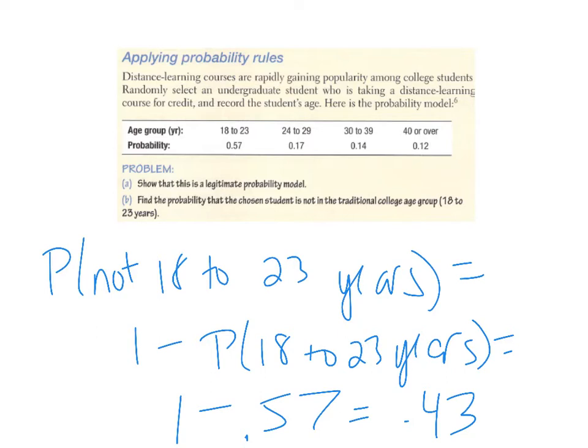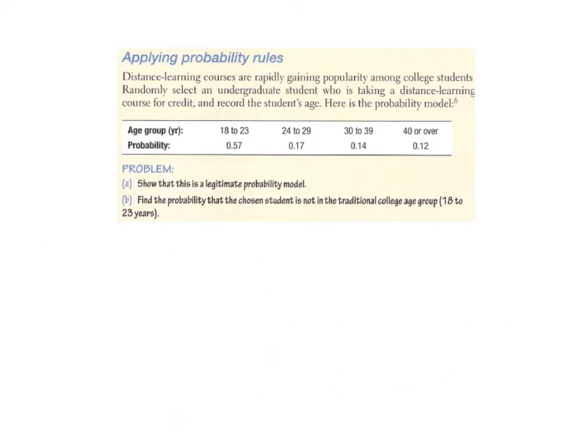So basically what that says is that if 57% of the learners are 18 to 23 years old, then the other 43% are not. You also could use your addition rules here for mutually exclusive events, because if somebody is 18 to 23 years old, then they cannot be in a different age group. If somebody is 24 to 29, they can't be in the 18 to 23. So these events are all mutually exclusive. So I can add them together.